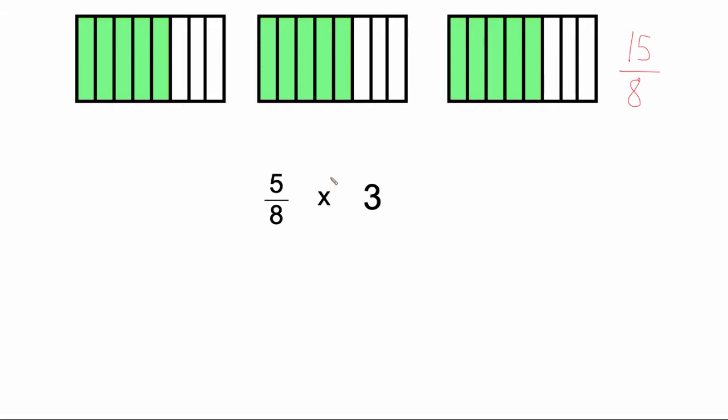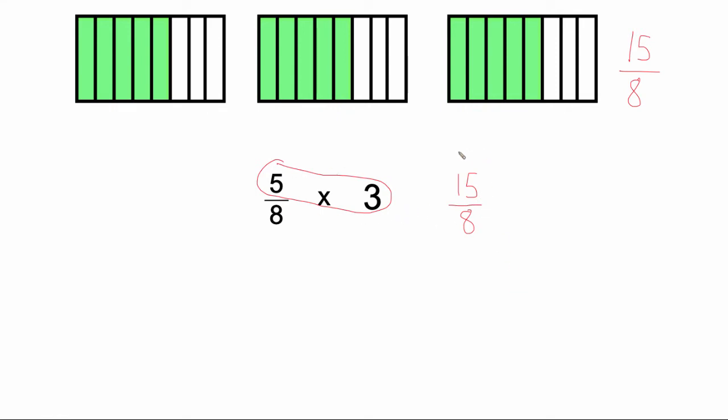Now, the way that I'm going to show you that's just kind of the quick way to do this is where you multiply the numerator times your whole number. So 5 times 3 is 15. And then you keep your denominator the same, which would be 8. So you see it gives you the same thing. This is just a model of what's happening. And this is just kind of the shortcut once you understand what's going on.